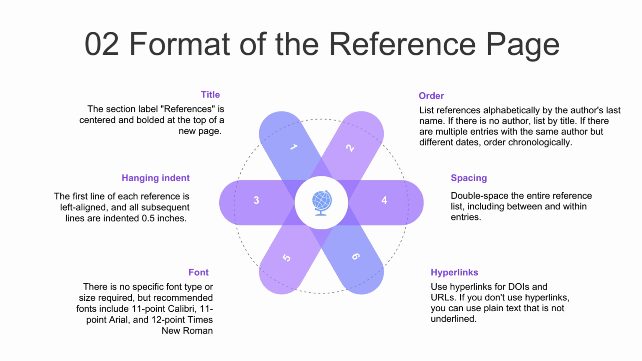Regarding font selection, although there is no strict requirement, recommended options include 11-point Calibri, 11-point Arial, or 12-point Times New Roman. Lastly, DOIs and URLs should be presented as hyperlinks. However, if hyperlinks are not used, the links should appear as plain text without underlining.